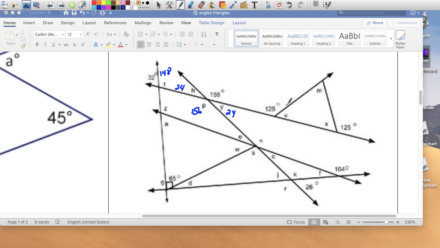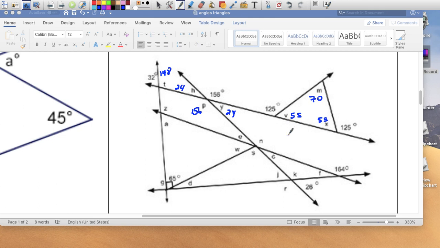If that's 125, this angle, whatever letter that is, is going to be the difference between that and 180, which is 55. So this is 55. And this is 55 as well, right? Because it's the same number, 125. And 55 plus 55 is 110. 180 minus 110 gives me 70. So that's 70 because it's a triangle. Sum of all the angles is 180.